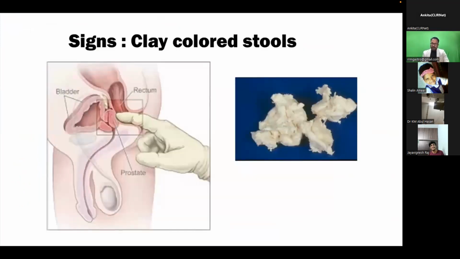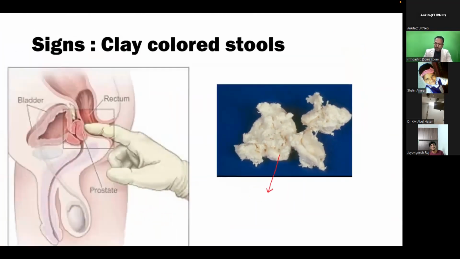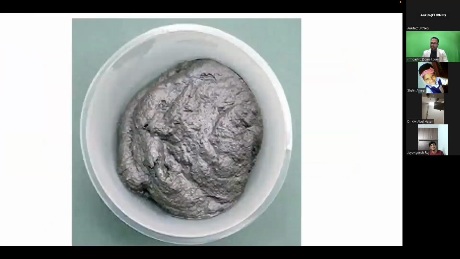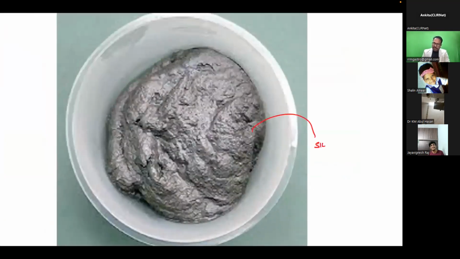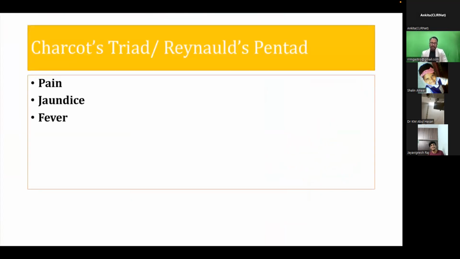Okay. So this is a picture showing you per rectal examination. What is the inference of per rectal examination? Per rectal examination will show you clay colored stools like this. This is a clay colored stool because no bile enters the GIT. So the bile is not entering the GIT, which causes clay colored stools. So this is the sign I told you. You can see this stool is looking like a silver color. Silver colored stools are known as Thomas sign. So this is Thomas sign seen in patients with periampullary cancer. So please never ever forget what is Charcot's triad and what is Reynolds' pentad.